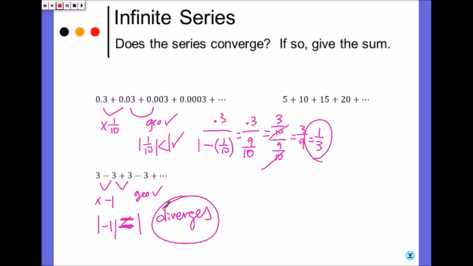What about here? You're adding 5. So what type is it? Arithmetic always diverges.